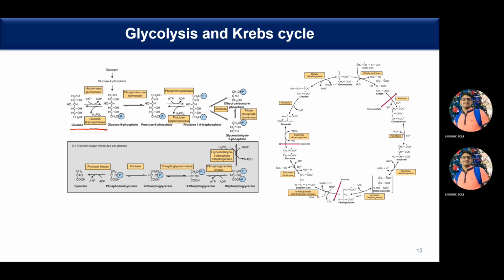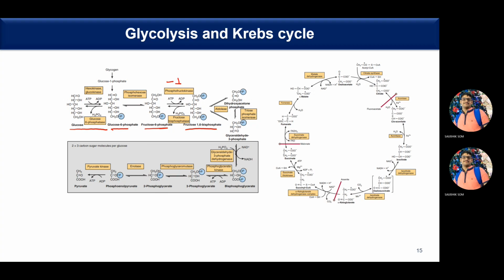Correct? Step 2 is the conversion from glucose 6-phosphate to fructose 6-phosphate. Correct? This is an isomerase reaction. Now, in the next step, one more phosphate group is added at the first carbon, so fructose 1,6-bisphosphate. This uses the first ATP, so there is a minus 1 ATP, correct?